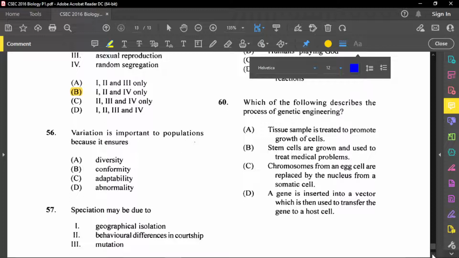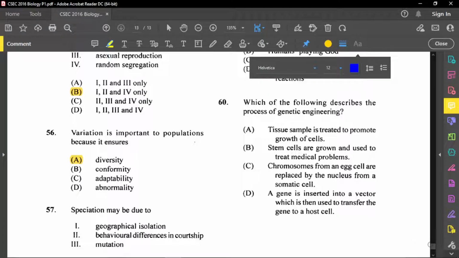All right, 56 here now. Is variation important to population because it ensures what? You see, notice again now. Variation in population is important to population because it ensures, and this is very important, diversity. Once you have variation, you're going to have diversity. So 56 has to be A right off the bat. There's no even need to discuss that one.